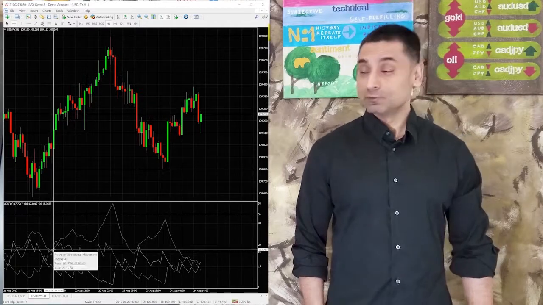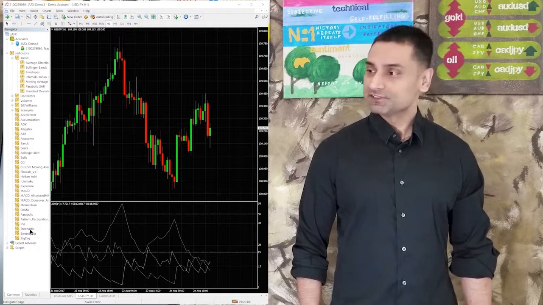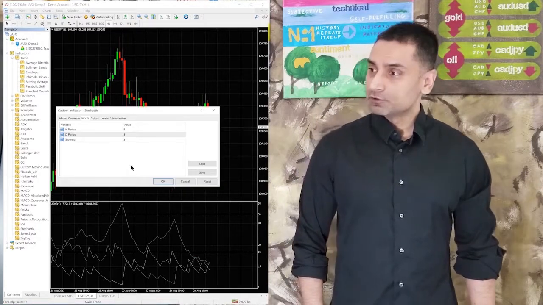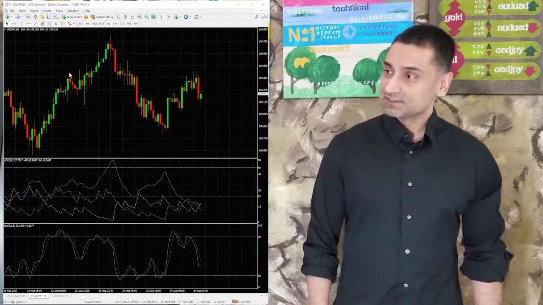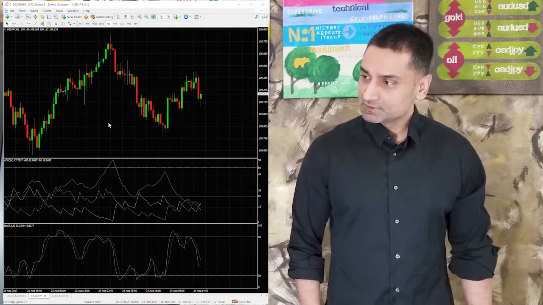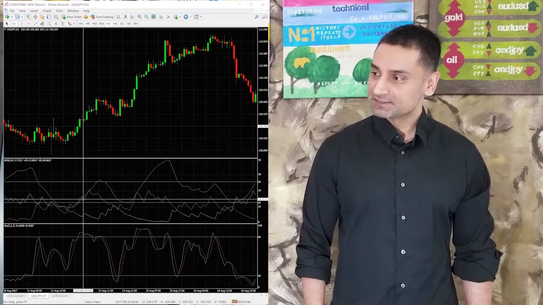And then we add these stochastics as a confirmation for our trade entries, and then we wait for it to reach an overbought or oversold level, in this case the oversold. And then once it gets out, we enter the trade to the long side.